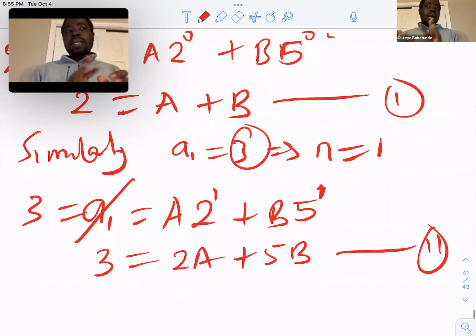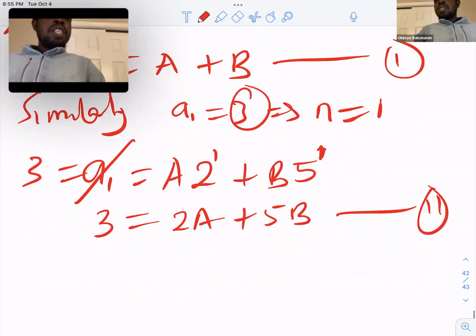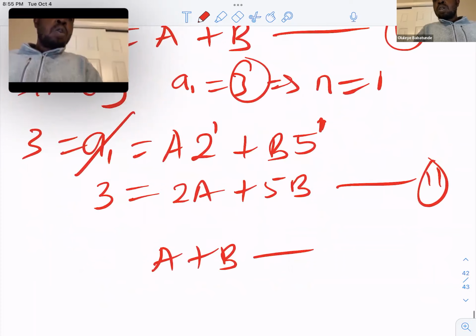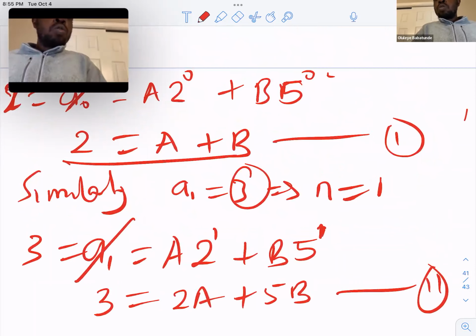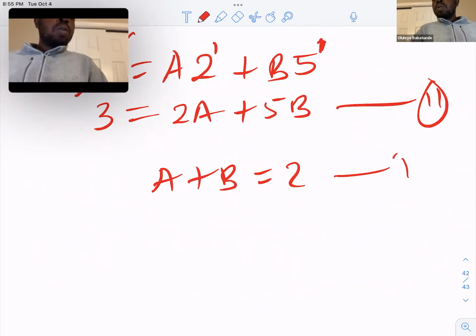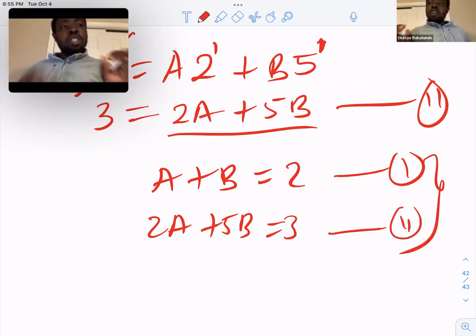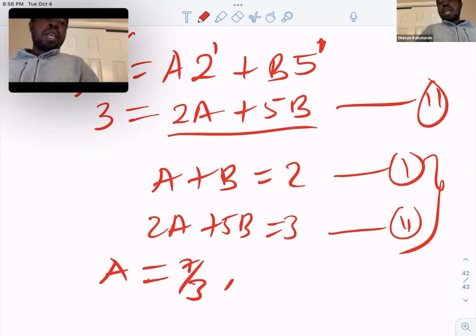In this class, I'm not going to show you how to solve these two simultaneously. You combine the two equations: A plus B equals 2, equation 1, and 2A plus 5B equals 3, equation 2. Solving those two equations simultaneously gives you A to be 7/3, and B to be -1/3.